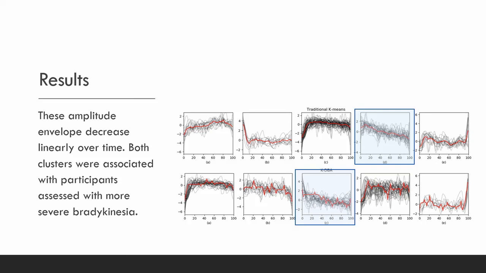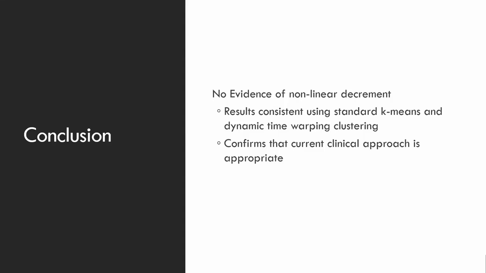Importantly, none of the clusters show any indication of this second wave non-linear decrement. In all cases, the amplitude either remains constant or decreases linearly over time. In conclusion, the analysis here answers an important clinical query about whether bradykinesia decrement is sometimes nonlinear. From our time series cluster analysis, we found no evidence to support this hypothesis.